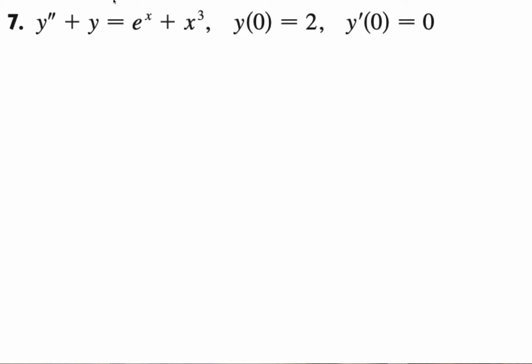Hello, let us look at second order differential equations. So here we have y double prime plus y equals e to the x plus x cubed. Now, first we'd like to find the complementary solution. So we like to use the characteristic equation r squared plus 1 equals 0. Then you can easily see that r should be equal to plus or minus i.